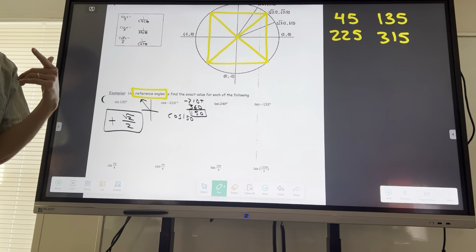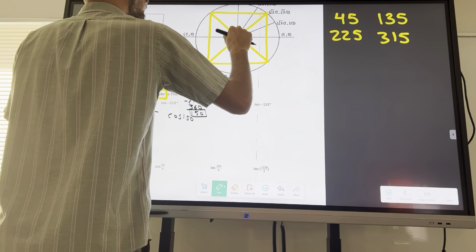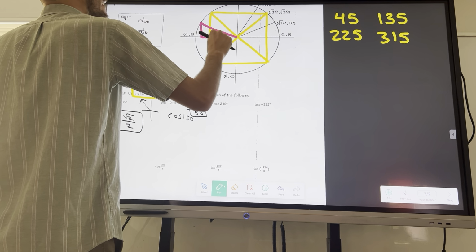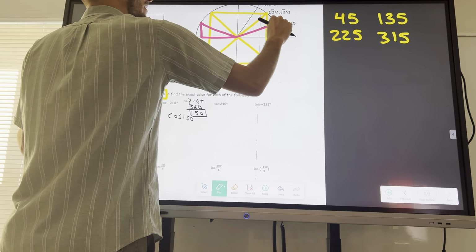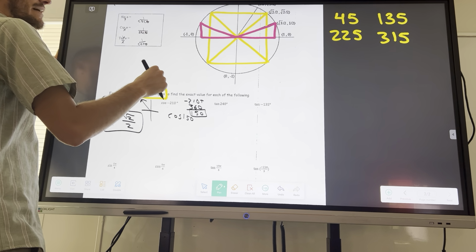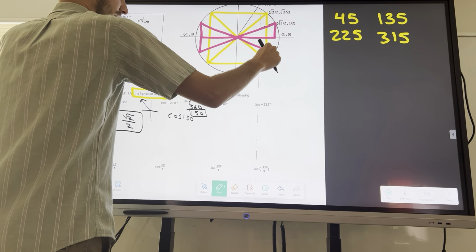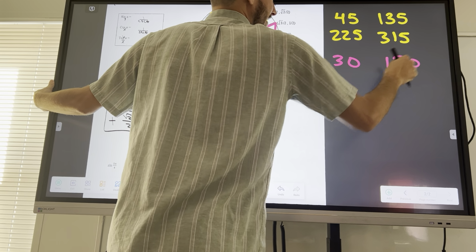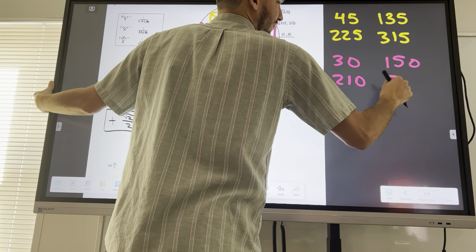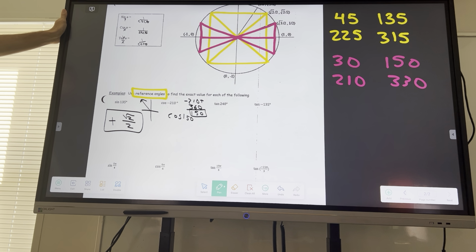150, what are some other angles that match with 150? 30's right. 150 is only 30 degrees away from 180, right? So it matches up nicely with 30 degrees. What are the other ones it matches up with? 210 and 330. So let's get those down. 30, 150, 210, and 330. That's a nice little reference group.